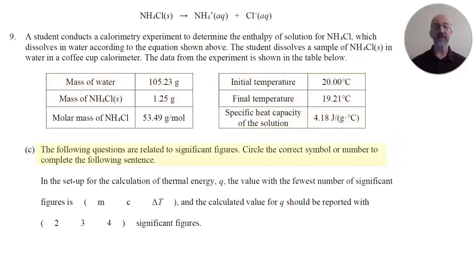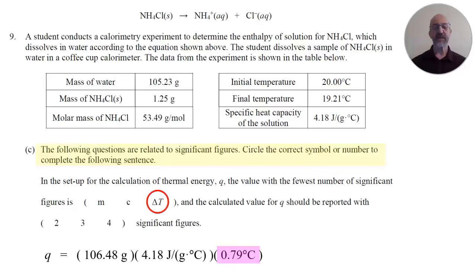So part C says the following questions are related to significant figures. Circle the correct symbol or number to complete the following sentence. In the setup for the calculation of thermal energy, or Q, the value with the fewest number of significant figures is it M, C, or delta T? Well, hopefully you can see in the setup it's going to be the change in temperature, the delta T, which has only two significant figures. So 0.79 has only two significant figures, and the calculated value for Q should be reported with two significant figures.